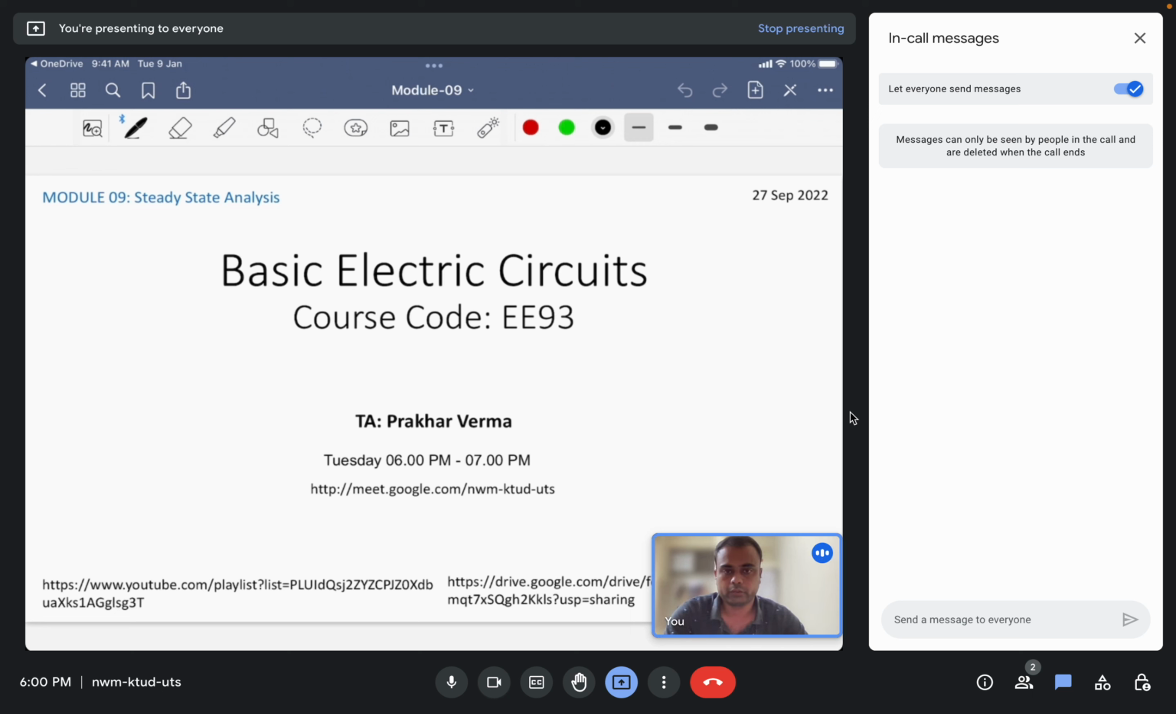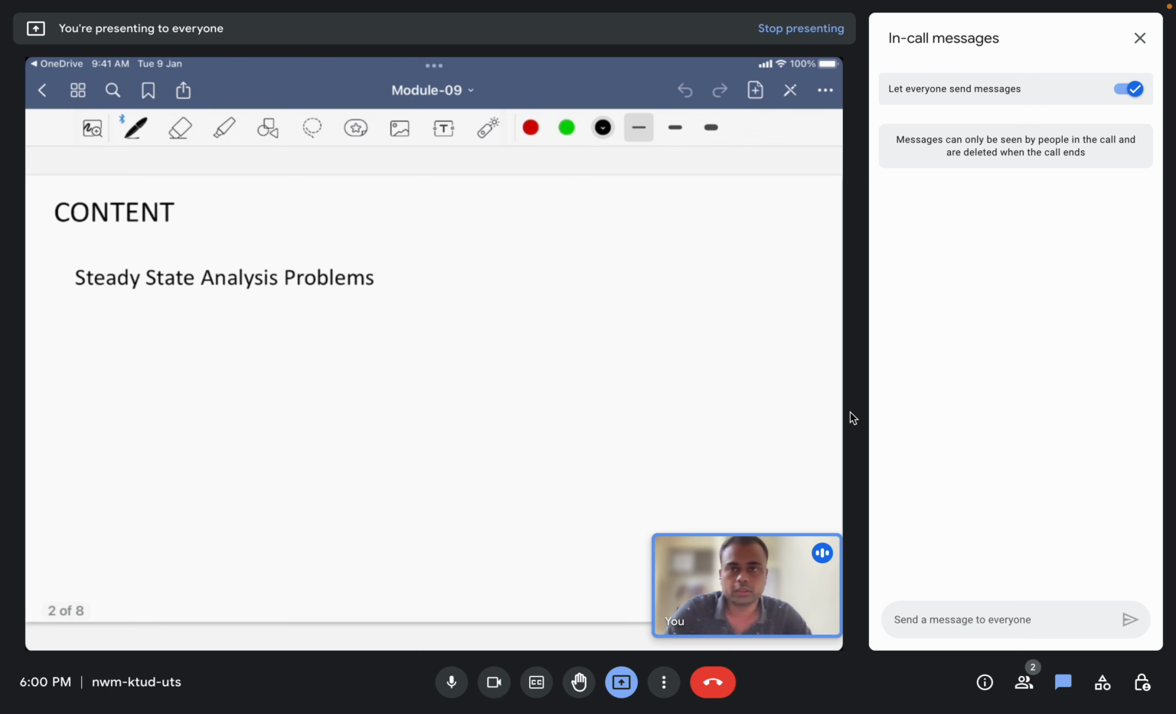We will today start with Module 9. In today's session we will be looking at steady state analysis. We will be solving some problems associated with steady state analysis. So let us begin our class. In steady state analysis, basically we will be solving problems related to AC source.